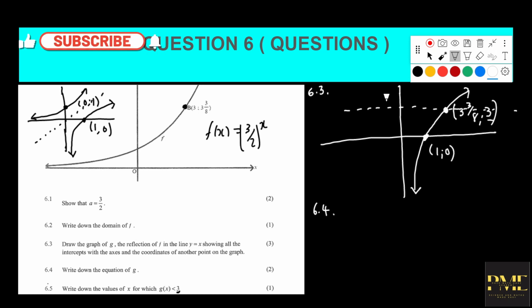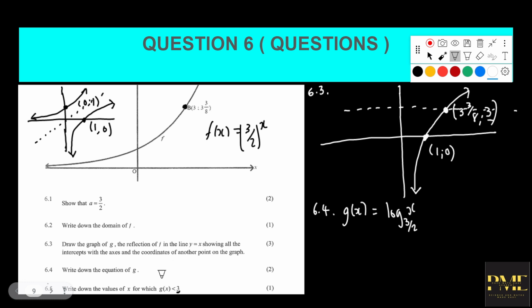Okay, right, so we're going to move on to 6.4, all right? Write down the equation of G. I hope you all know by now, the inverse of an exponential graph is actually a logarithm. So it's a log graph of that function. In other words, g at x will be equal to log x base 3 over 2, guys. So this is an inverse of an exponential graph.